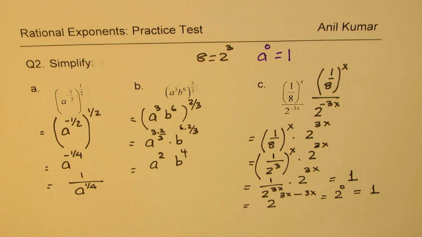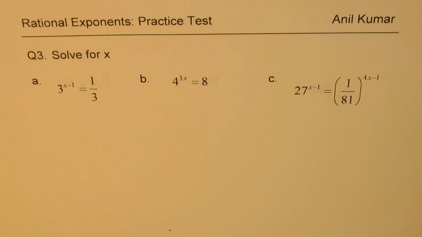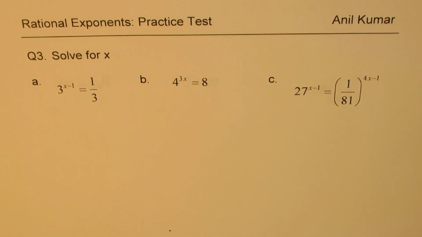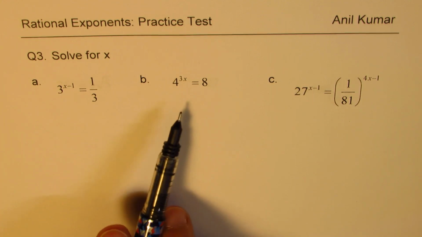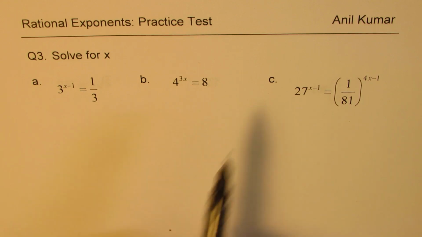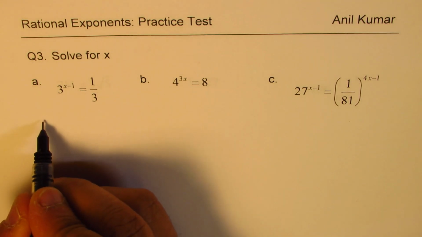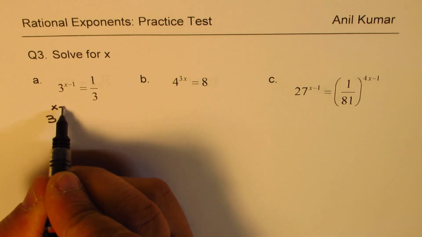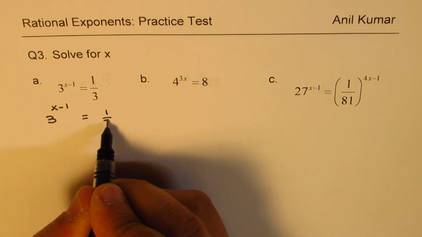Now let's take up higher level questions on rational exponents. Question number 3. Solve for x. Now here we have 3 equations, right? So we'll try to find the value of x solving these equations. The first one here is 3 to the power of x minus 1 equals 1 over 3.